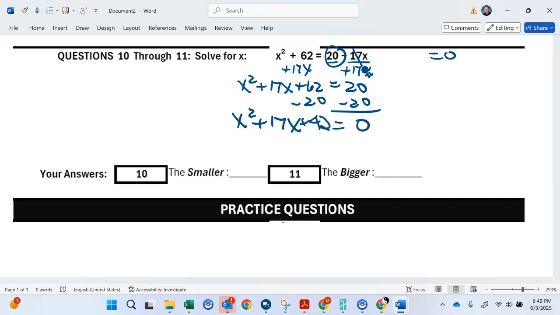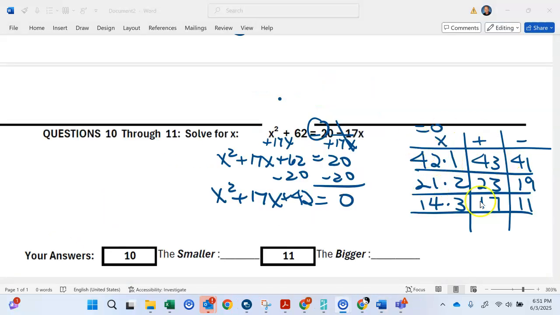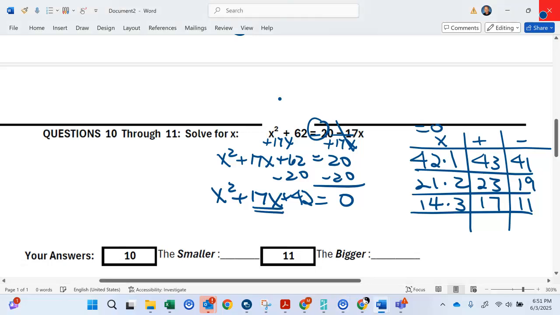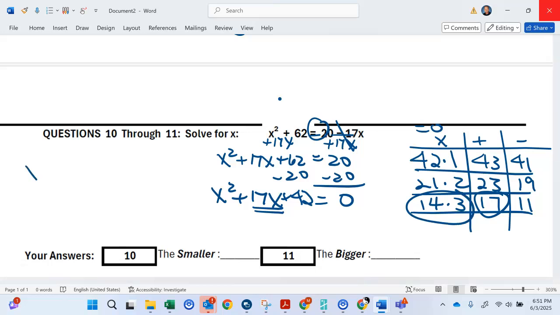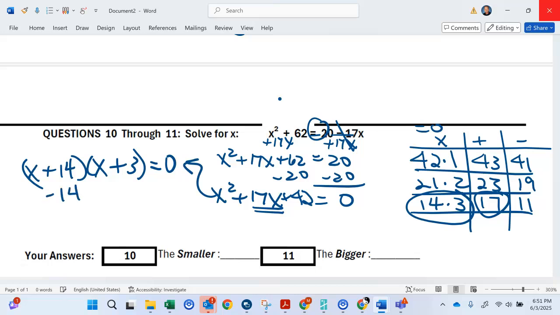Now you can make a table, so I'll let you make the table and see if you can find the solutions here. Here's my table. Remember, this is the equation, and this is our b right here, 17x. So I've got 17, which means 14 and 3 are the numbers. So (x plus 14)(x plus 3) equals 0 is the factored equation. What makes this equal to 0 is negative 14 and negative 3.